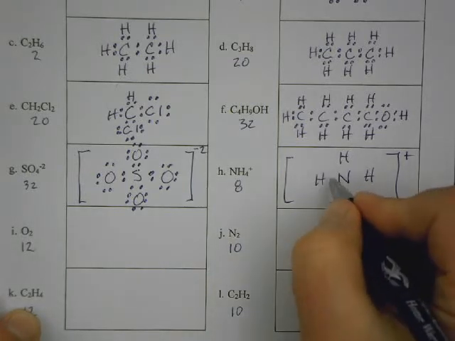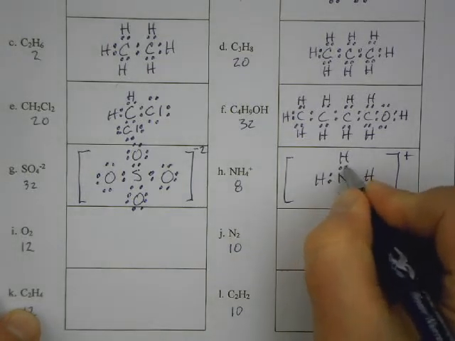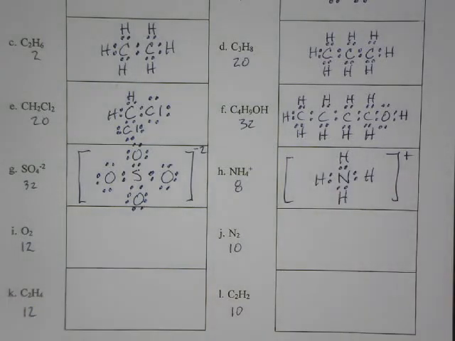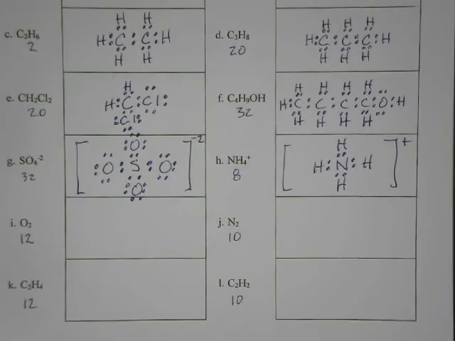In H, when I put in my bonds, I've used up my 8 dots, so that one's done. Now, I'm going to jump down to K and L because they were in the notes. We already did those. Okay?